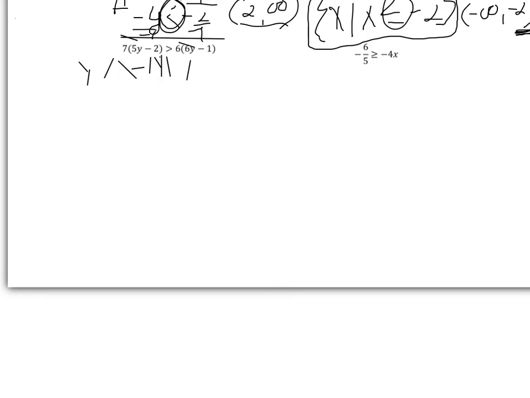6 times 6y is 36y. 6 times our negative 1 is minus 6. So after we have our distribution done, we have y's and numbers on both sides, so we want to move the y's to one side, the numbers to the other. I'll move the y's to the right this time. So subtract 35y. Subtract 35y.